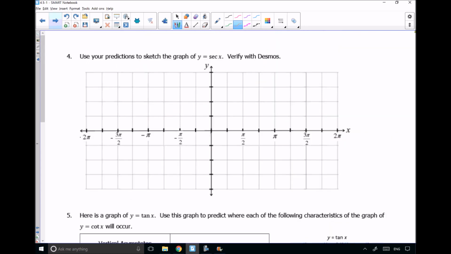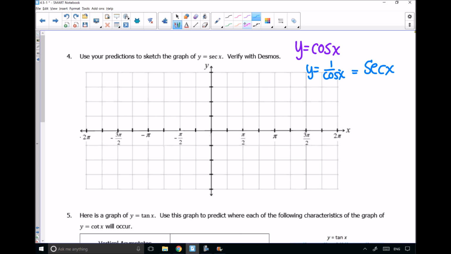It says use your predictions to sketch the graph of y equals secant x. Instead, I'm going to use the graph of y equals cosine x to do my sketch. So I know y equals cosine x is going to be my original function, and then my reciprocal function is going to be y equals 1 over cosine x, which is secant x, right? So we'll say right here y equals 1 over cosine x, which is, sorry, the x needs to go with the cosine, which is the same thing as the secant of x.